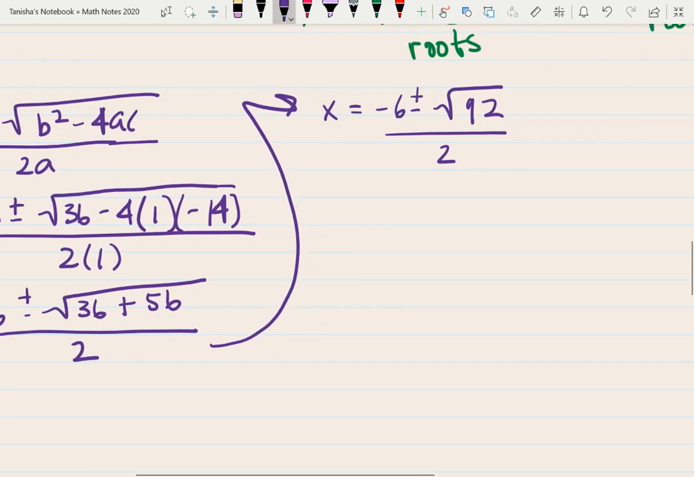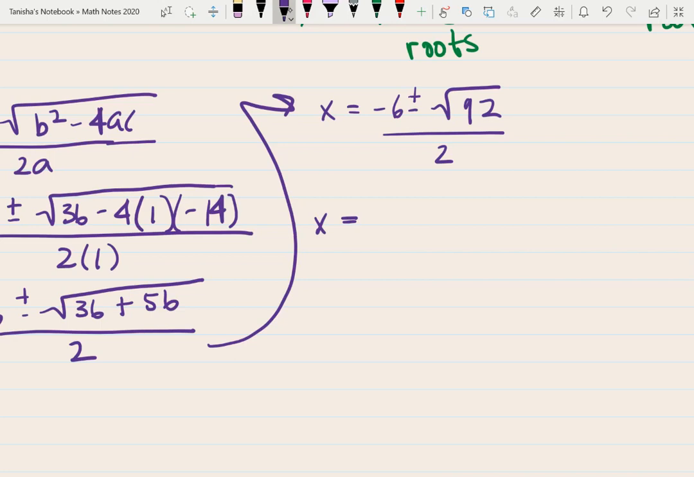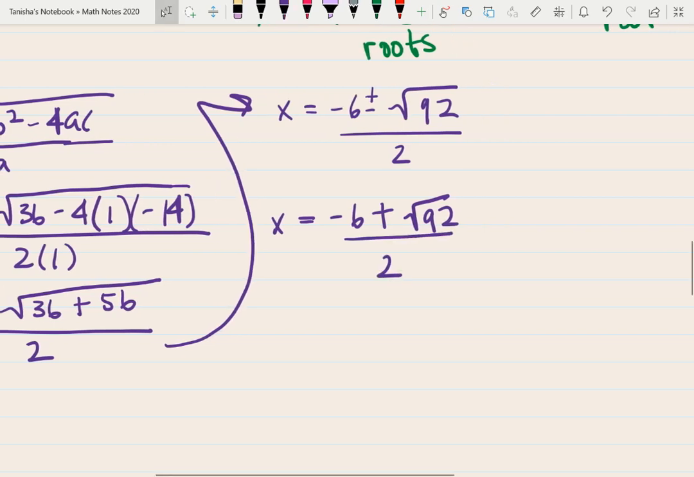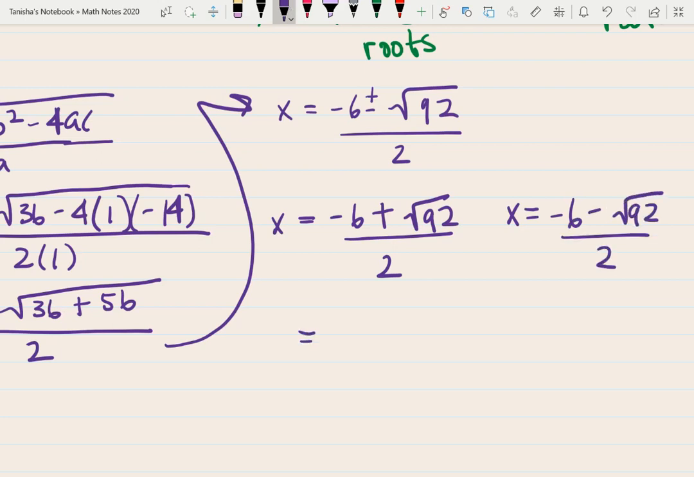So our first solution is going to be x equals -6 plus the square root of 92 all over 2. And our second solution is going to be x equals -6 minus the square root of 92 all over 2. And we can evaluate this two different ways, depending on what the question is asking you to do. You can either leave it as a radical, which you guys learned how to simplify, right? So I'm just going to put on the side here.